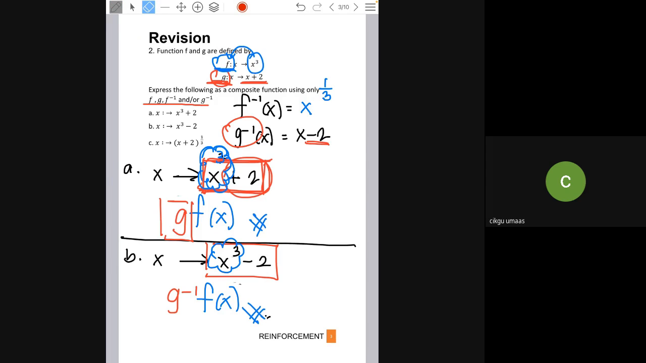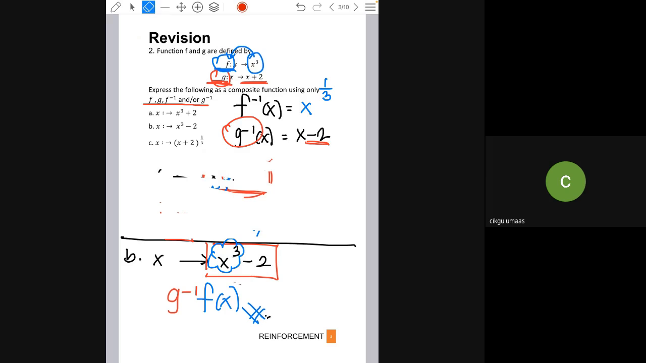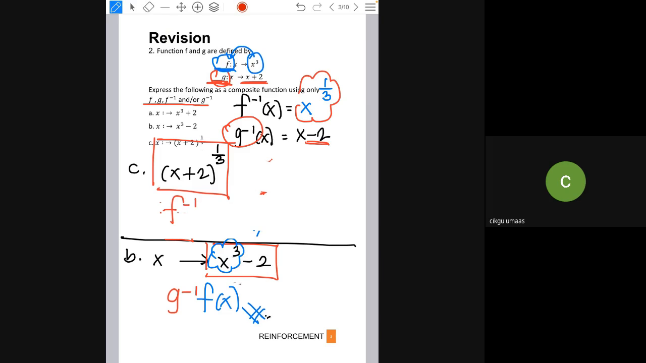Last one. Let's look at C. Okay, if you check C very clearly, you saw C is x plus 2 to the power of 1 over 3. Always start with the overall picture. The overall picture got power of 1 over 3. So which one got power of 1 over 3? F inverse is the one. So you write down F inverse. First step.